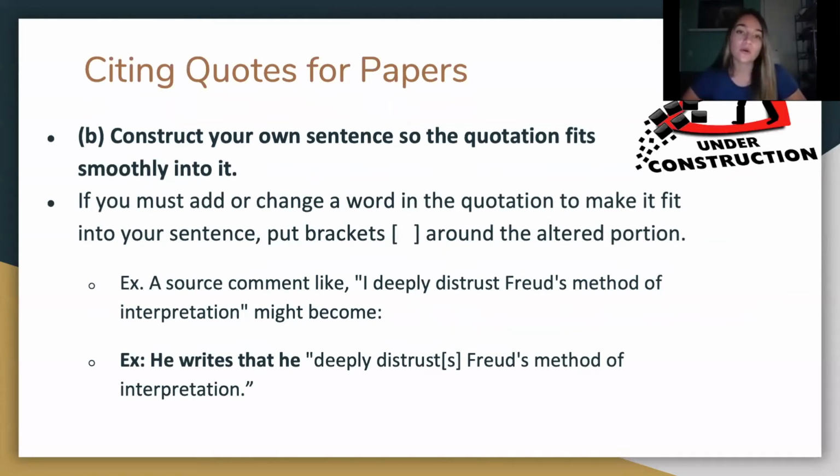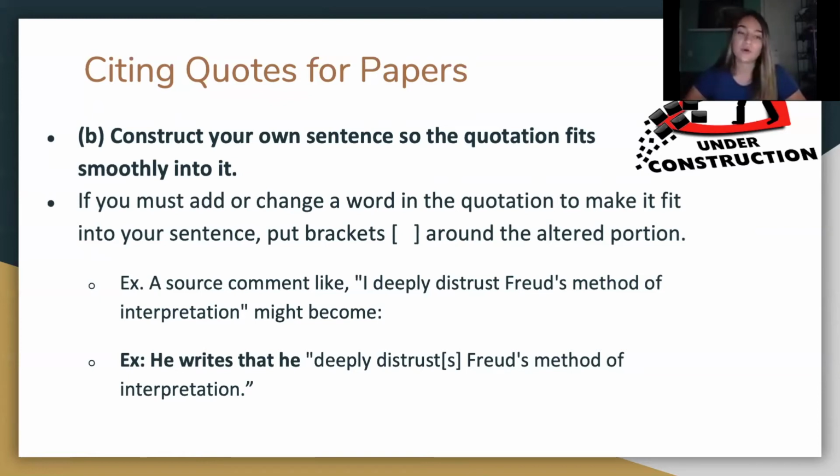So, construct your own sentence so that the quote fits smoothly into it. You saw that before. Like I was saying, you write your own words and then you go into the quotation so it's not a standalone quote. If you must add or change a word in the quotation to make it fit into your sentence, put square brackets around the altered portion.